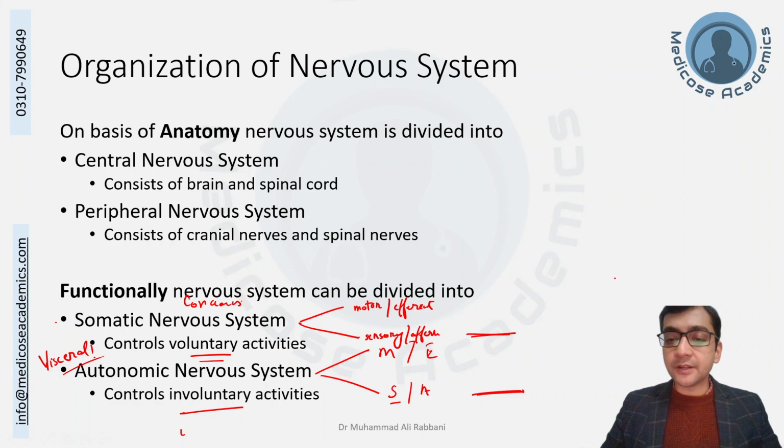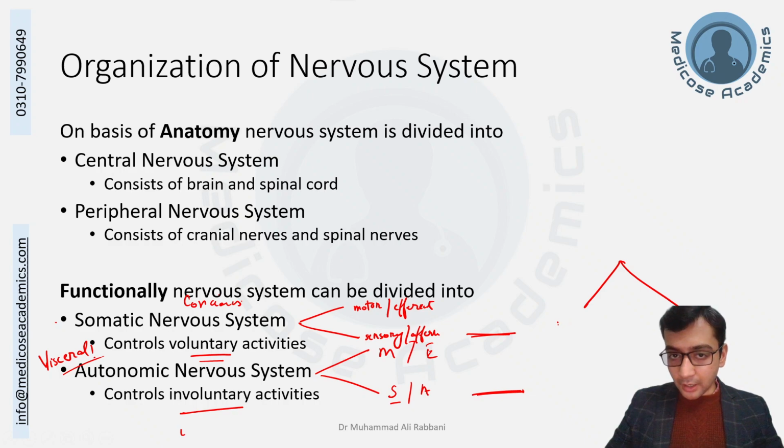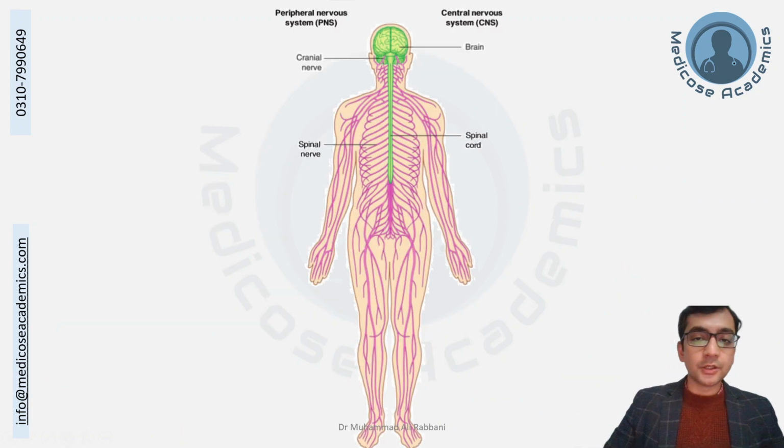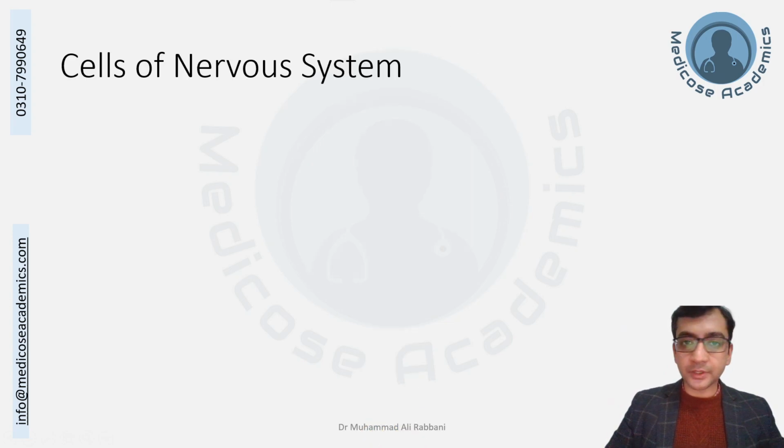Some authors divide them in the other direction. Rather than dividing them into somatic or autonomic first, they divide them into afferent and efferent, and then divide these into somatic and autonomic. So ultimately they give us the same combination of four categories. So this is about the division of the autonomic nervous system.